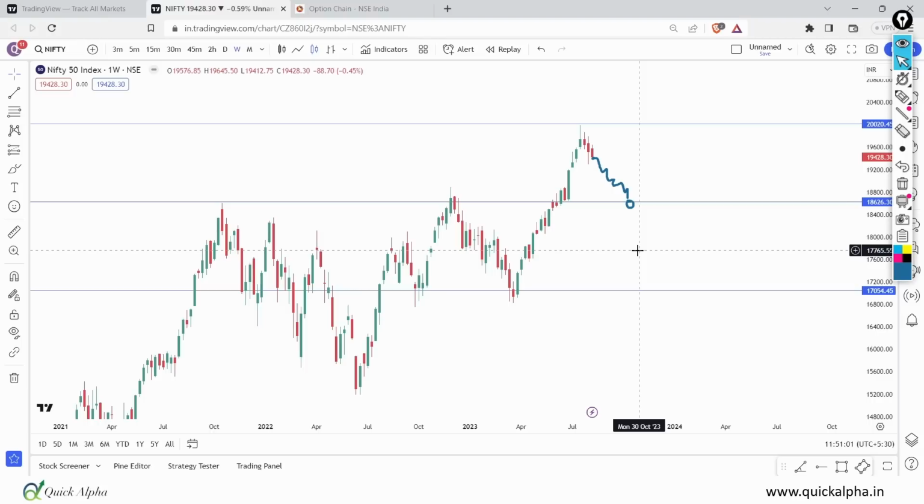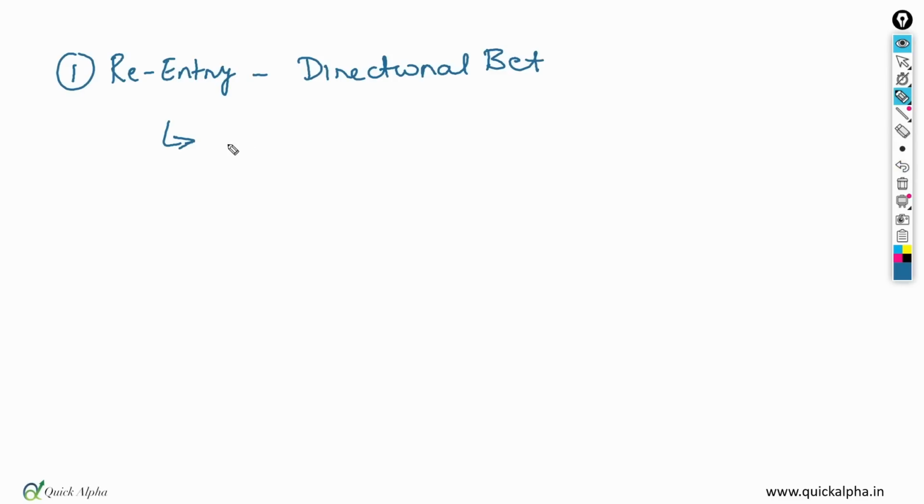As soon as my view goes wrong on a weekly basis, I will cut my directional trade and simply convert that into a fresh range bound trade. By doing this, again, I will have a break even of almost around 1,000 to 1,500 points, and this is going to give me a sufficient range to trade. Re-entry is nothing but exiting your directional trade and re-entering a non-directional trade.